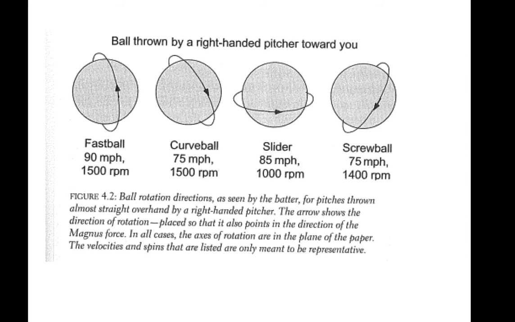Let's look at different kinds of pitches and how the Magnus effect influences their movement. So here we have a fastball, and a fastball is typically thrown with backspin. And the rotation, as you can see, is fairly high, 1,500 revolutions per minute. So if we're throwing a pitch with backspin, that's going to generate an upward Magnus effect. So it should cause the baseball to move upward, you would think.